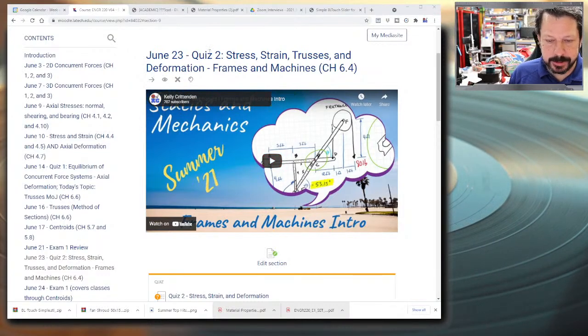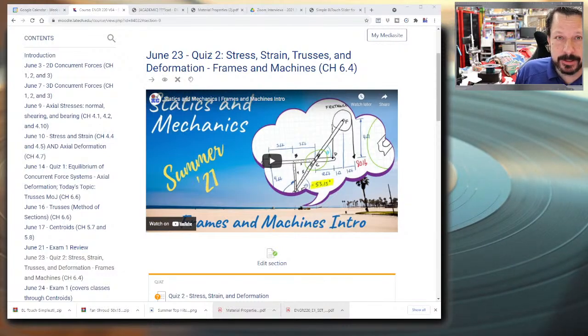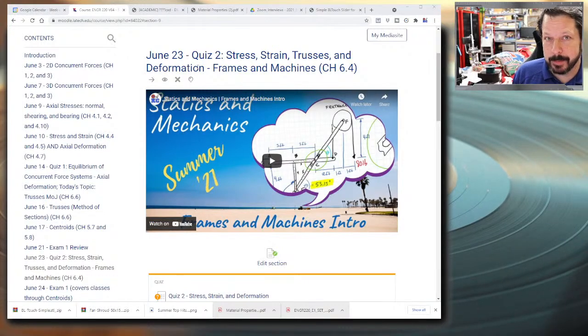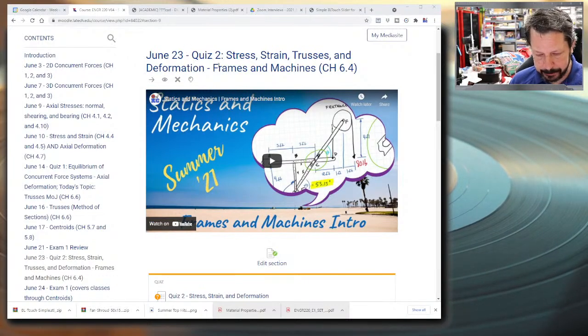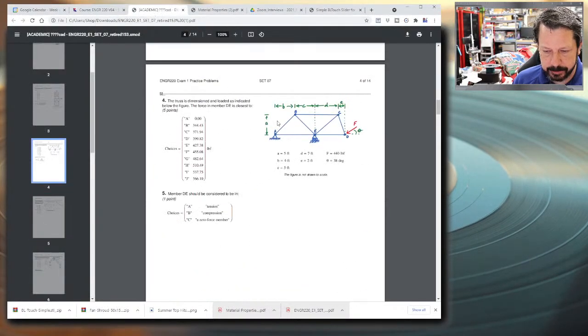Let me point out that quiz 2 is open. I actually opened it yesterday a little bit, and it's going to stay open until Friday. But you probably want to go ahead and do quiz 2 because the content, stresses, strain, trusses, that kind of stuff, is content for Exam 1, which is tomorrow. So it would be wise to go ahead and do quiz 2. I think it's another one that you can take twice, so you could do it once before tomorrow, and then if you wanted to redo it later, you could.